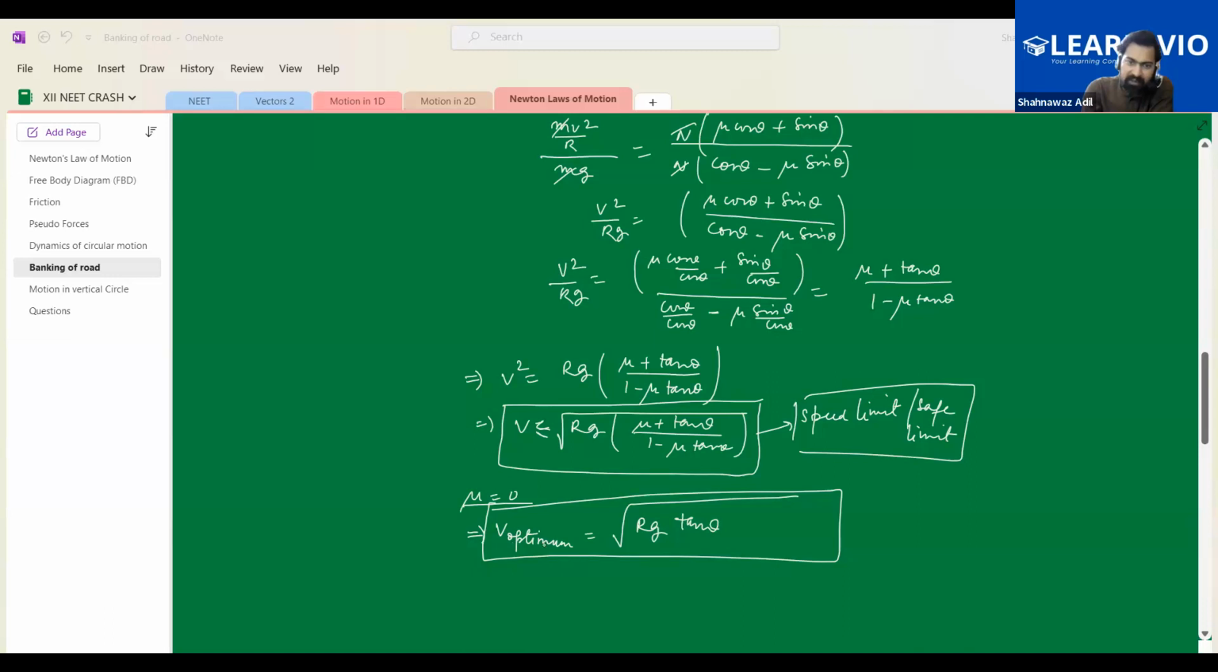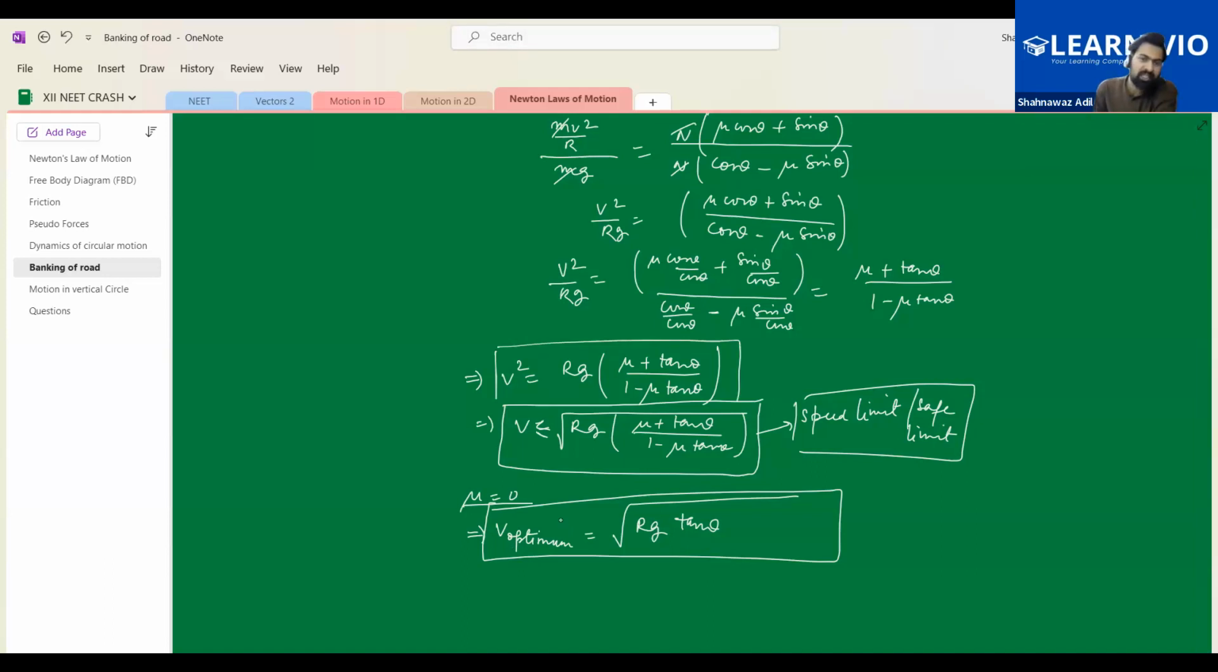And then there is this optimum velocity. In the banked road, this is the maximum velocity with which the car has to move, and this is the optimum velocity with which the car has to move to save the tire from wear and tear. This is the optimum velocity, and this is the maximum velocity with which the car has to move without slipping. Just note down these two things, and that would be all. Whenever you have noted, just tell me. Yes, noted.